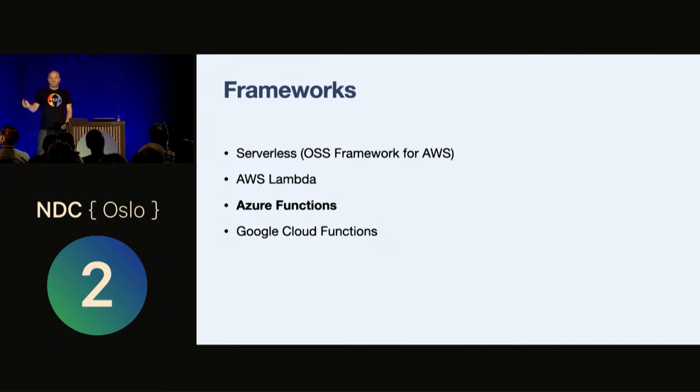There are a couple of frameworks out there, and these are the four most popular. There's Serverless, a huge open source framework which works on AWS. There's AWS Lambda, and they are really easy to use. You essentially can just throw your ASP.NET Core server at them, and they will work. But what we are looking at today is Azure Functions. Google Cloud I never used. They have it, but I don't know.